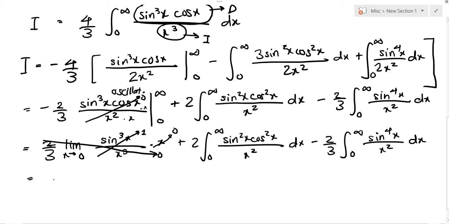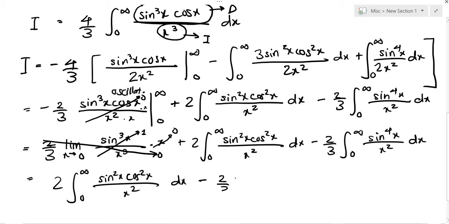So now we only have 2 times the integral from 0 to infinity of sine squared x times cosine squared x divided by x squared dx, minus 2 over 3 times the integral from 0 to infinity of sine to the fourth of x divided by x squared dx. Now one great thing is we reduce the power of the denominator again.